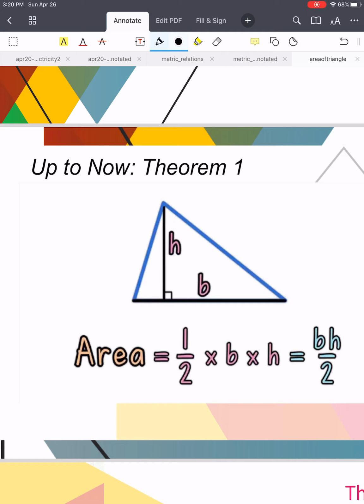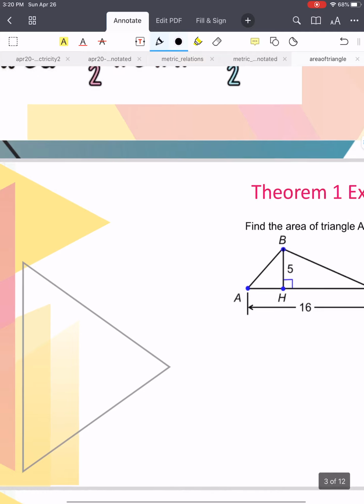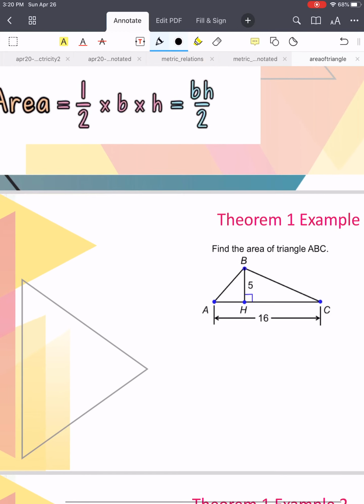Hi everybody, today we're going to look at different techniques to find the area of a triangle. Up to now we have one equation that we know how to use to find the area, and that's the area is 1/2 times the base times the height of the triangle. Of course, into your calculator you can always write that as 0.5 times the base times the height. Just to refresh our memories, I'll do a quick example of that.